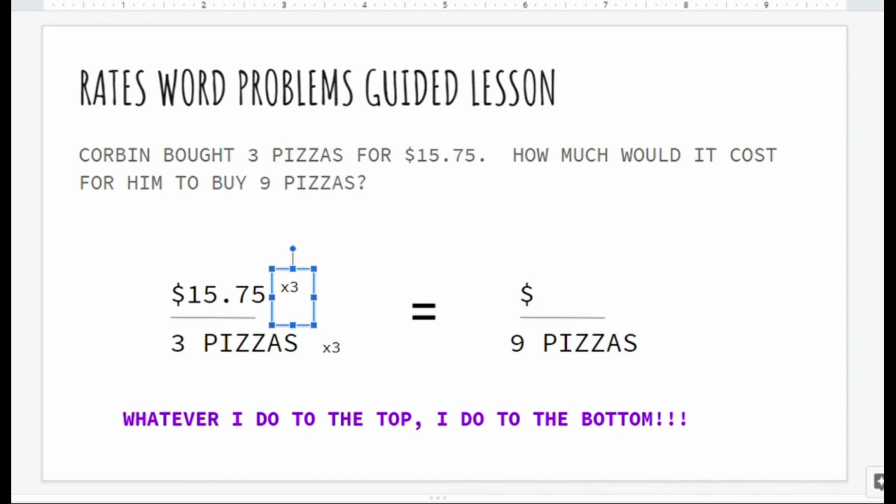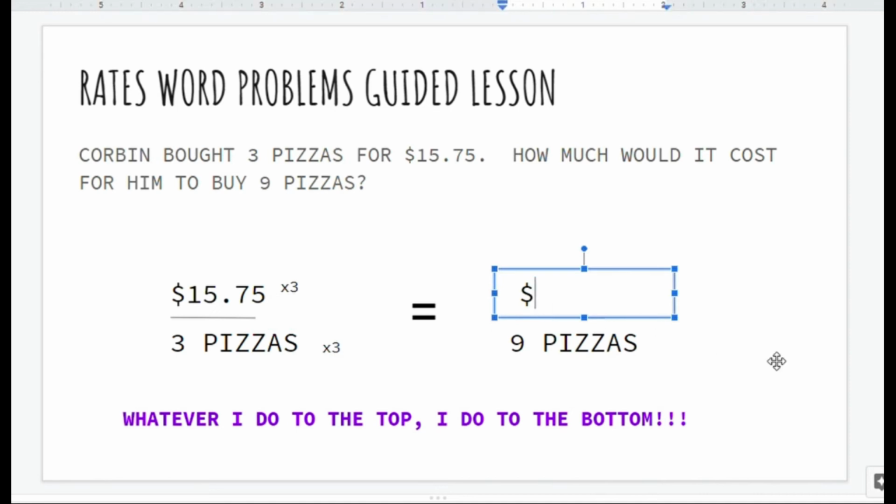We need to go back and put our decimal place in 2 spots. So we're going to put that at the back, 1, 2. And we know that Corbin, if he wants to buy 9 pizzas, he's going to spend $47.25.